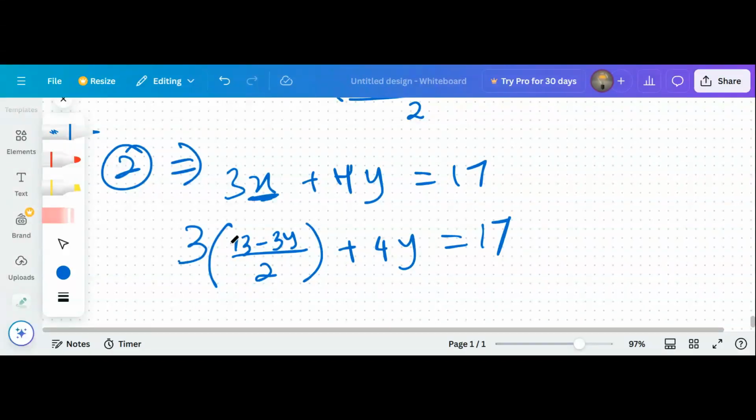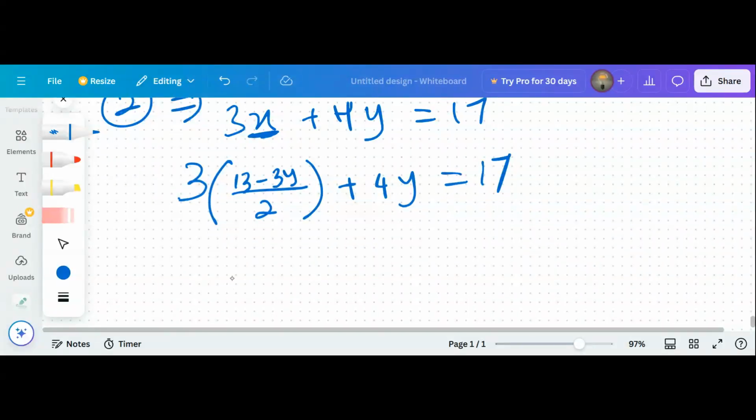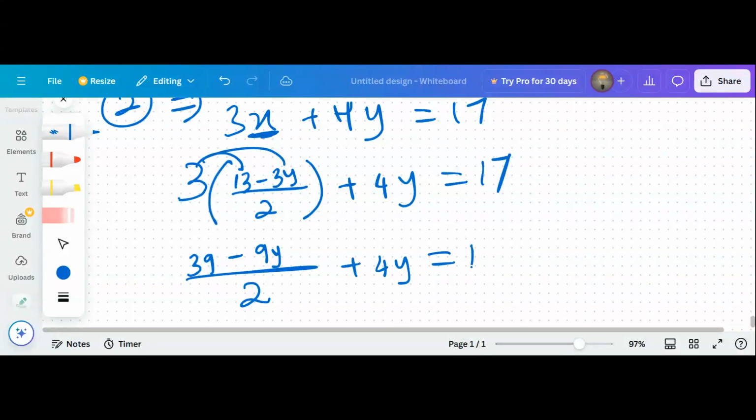Now you see, we got an equation only in y. There is no x in this. So if we solve this, we can find the y. So what we can do? 3 into 13, 3 into 3y. We'll put this 2 here. 3 into 13 means 39. Here minus, so minus 3 into 3y, it would be 9y, plus 4y. This is equal to 70.